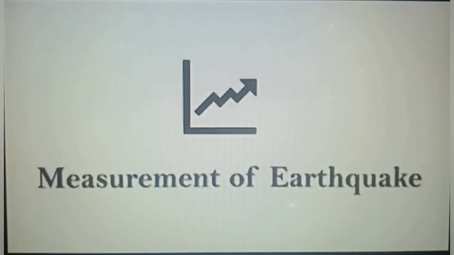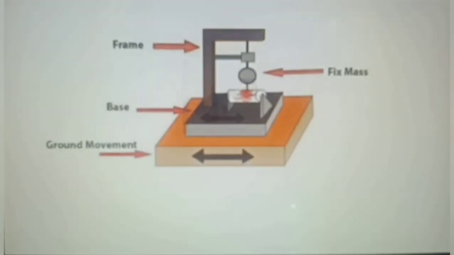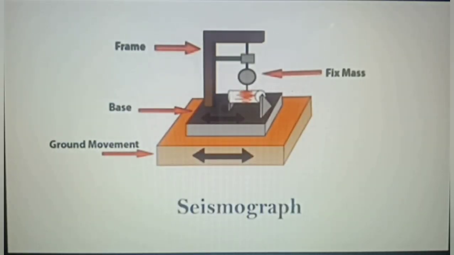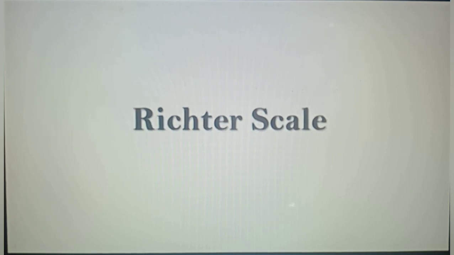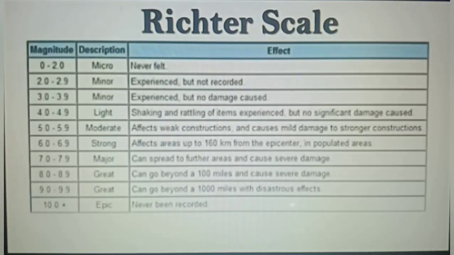Measurement of earthquake. An earthquake is measured with a machine called a seismograph. The magnitude of the earthquake is measured on the Richter scale. An earthquake of 2.0 or less can be felt only a little. An earthquake over 5.0 can cause damage from things falling. A 6.0 or higher magnitude is considered very strong and 7.0 is classified as a major earthquake.